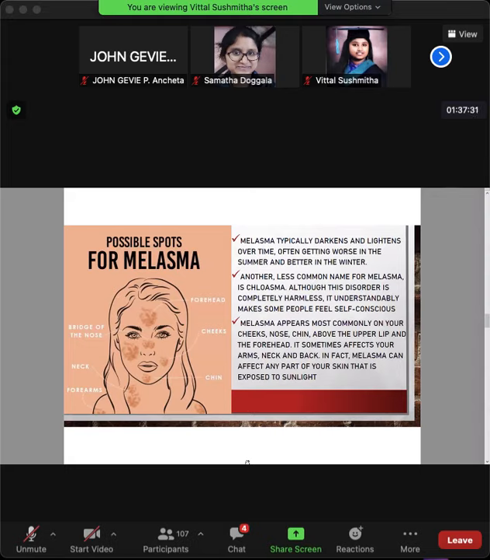Possible spots for melasma. Melasma typically darkens and lightens over time, often getting worse in the summer and better in the winter. Another less common name for melasma is chloasma. Although this disorder is completely harmless, it understandably makes some people feel self-conscious. Melasma appears most commonly on your cheeks, nose, chin, above the upper lip, and the forehead. It sometimes affects your arms, neck, and back. In fact, melasma can affect any part of your skin that is exposed to sunlight. Next slide.